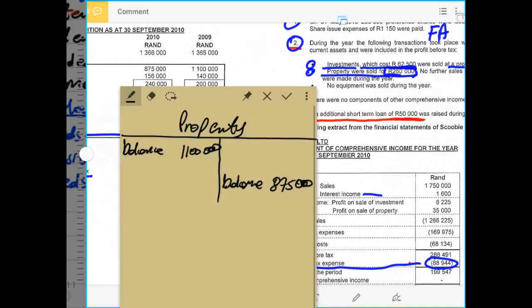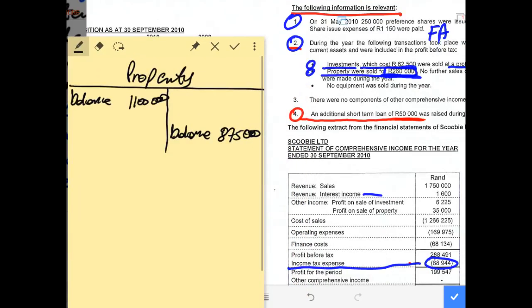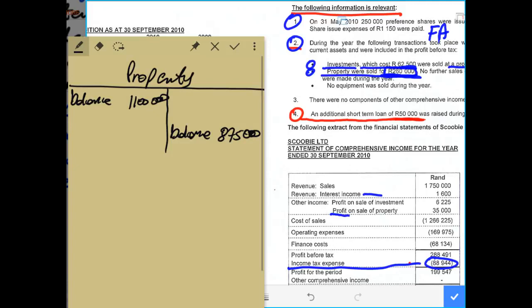Then we will have to record the value of the property that was sold at 260,000. Remember, under bullet point number 2, we sold a property for how much? For 260,000 rands. This is the amount the property was sold for. But we don't know the value of the property. But we know that they made a profit on the sale of the property. How do I know that? I see that in the income statement. In the income statement, the third bullet point said profit on sale of property. How much? 35,000 rands, if you still remember that.